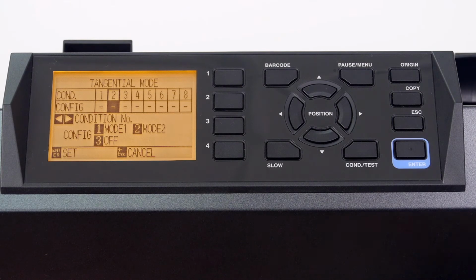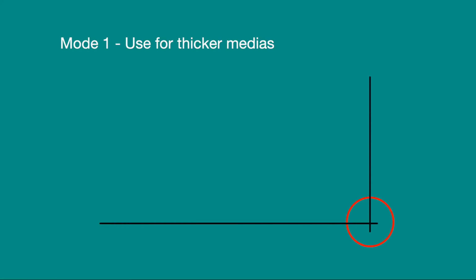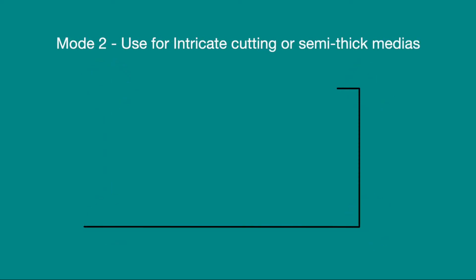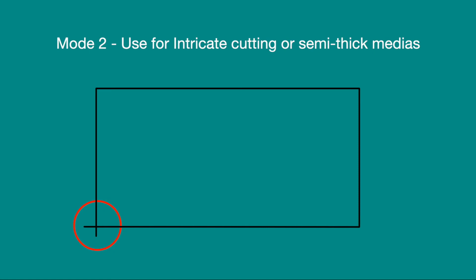Here, tangential mode provides us with a choice between two modes, Mode 1 and Mode 2. The difference between Mode 1 and Mode 2 is that Mode 1 overcuts each corner, whereas Mode 2 only overcuts at the start and end points. It's generally faster since it doesn't have to overcut at every corner.